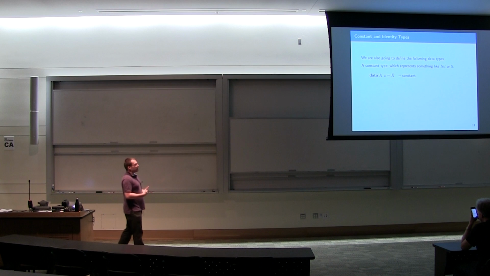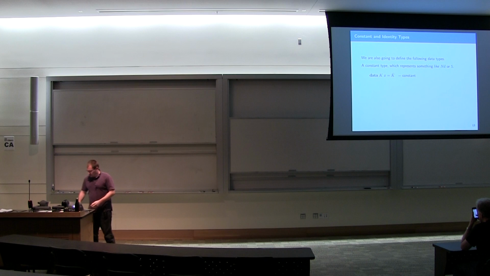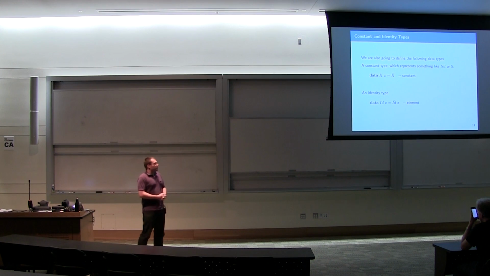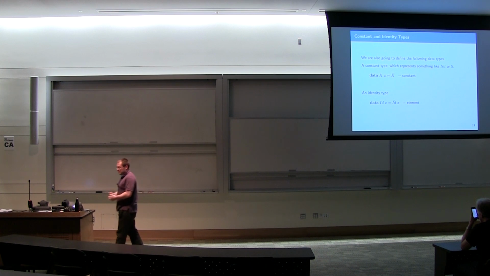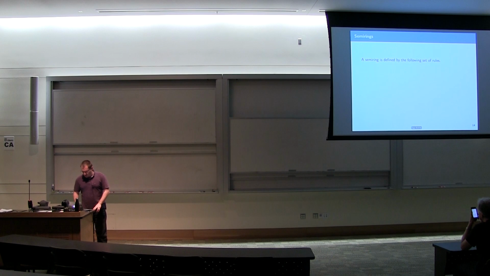So we can construct a constant value, which has maybe some type, but there's only one data constructor. Because it's constant, you can't put anything in it. And then we're going to have the identity type, which is quite simple. It's just the identity of X is the identity of X. So we'll use that later, but I've just reminded it to you here.